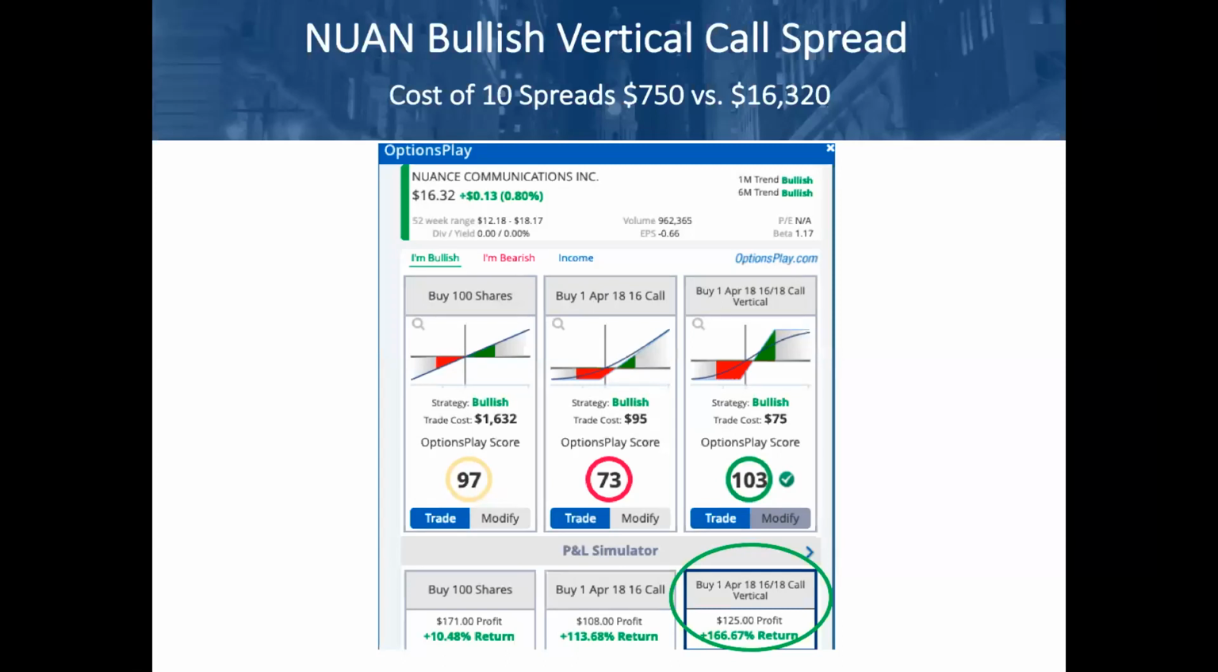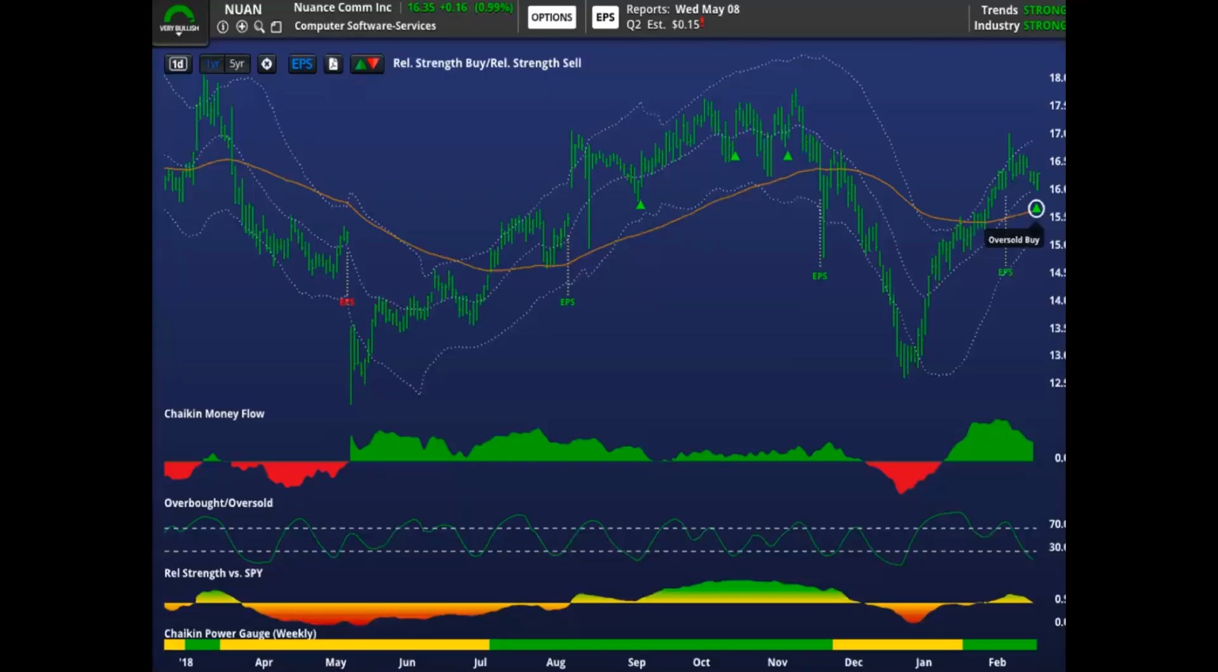You could put on 10 of these spreads for $750 and be long the equivalent of 1,000 shares of stock, hoping that it goes from 16.32 to 18 by April 1st, knowing that your only risk is $750. You can sleep at night and let the Chaikin methodology work for you. It's not going to work every time, but 70% of the time, the relative strength buy signals work. About 66% of the time, the oversold buy signals work. You're looking for it to go to 18, which is the area of the old highs.